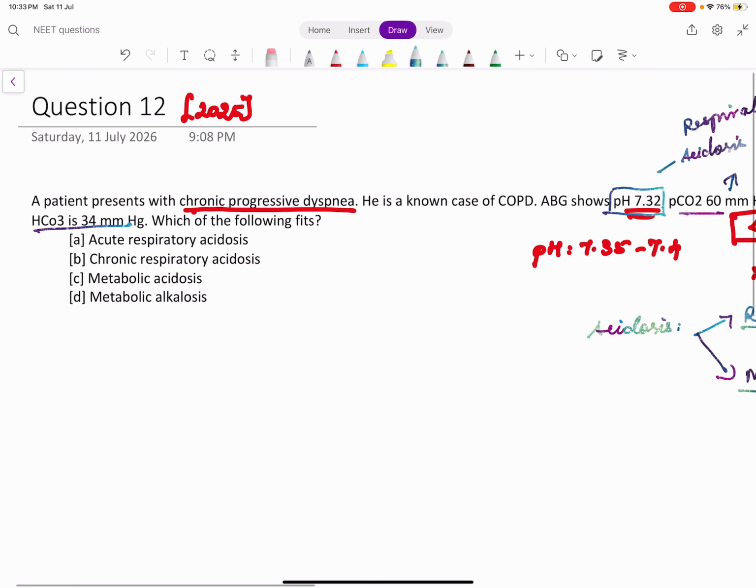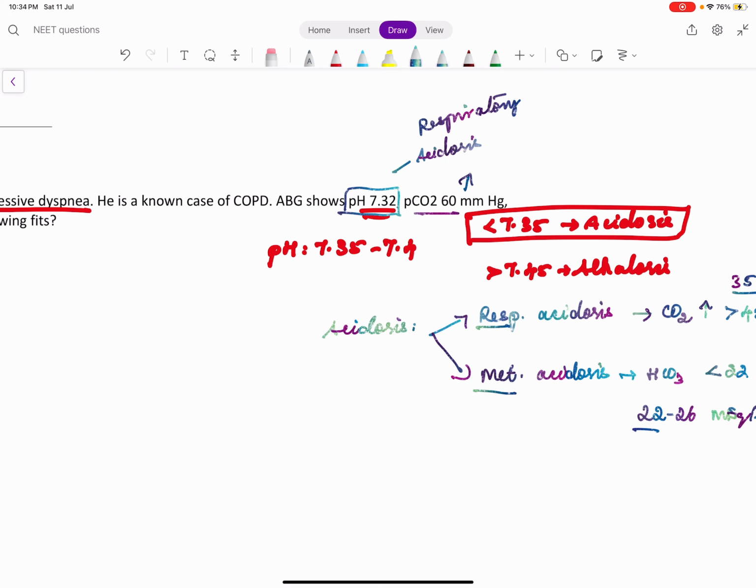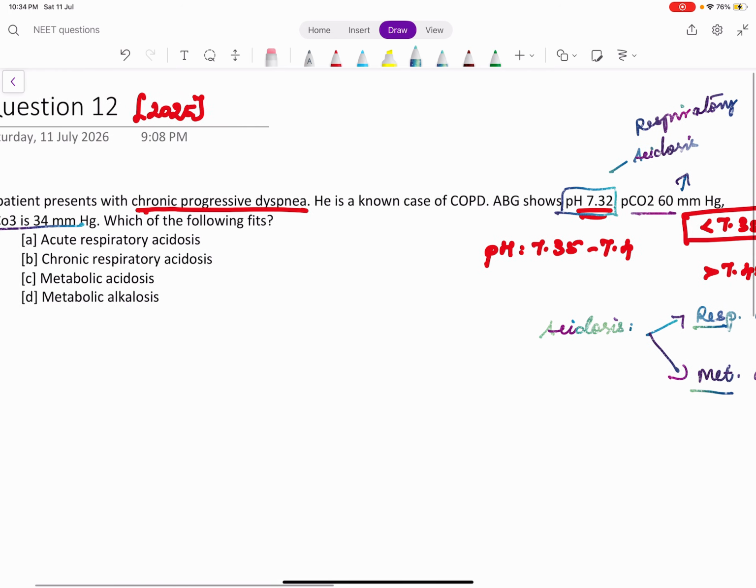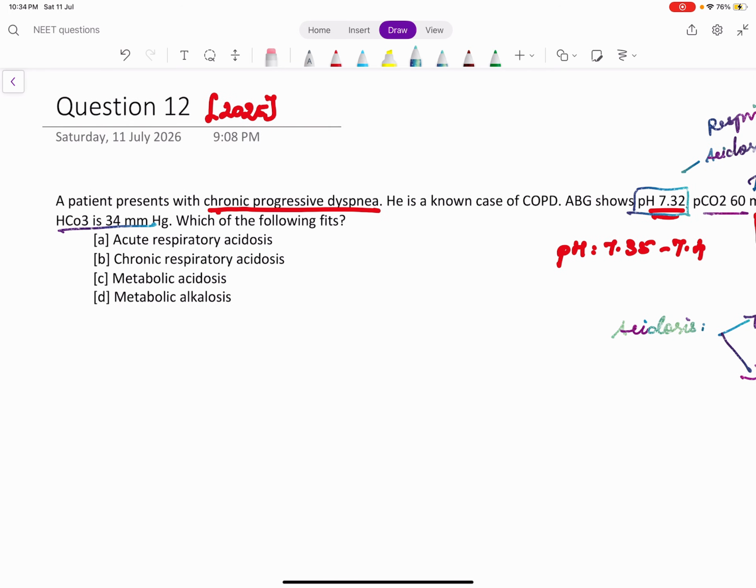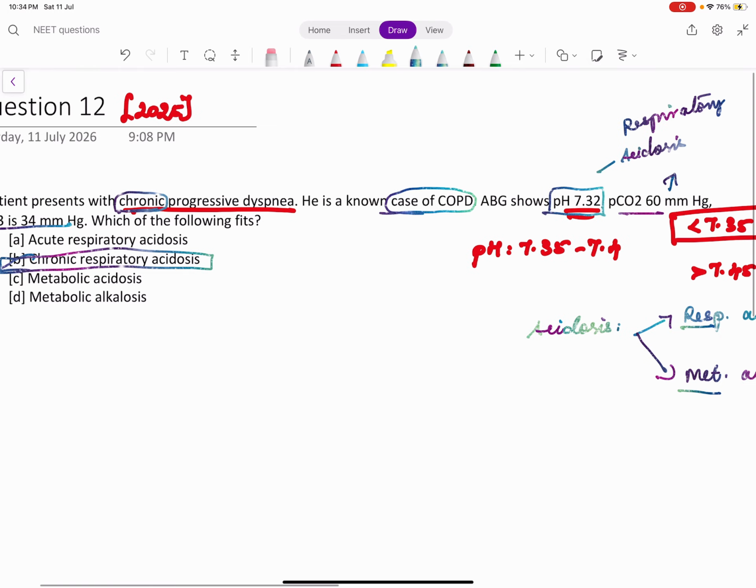So pH is low, so it's acidosis. PCO2 is high and it is respiratory acidosis. The question itself gives a clue. It's a chronic progressive case. The patient is having a chronic respiratory disease. So this obviously has to be a chronic respiratory acidosis. You need not break your head to put the calculation to know whether it is acute or chronic respiratory acidosis. The clinical clue itself says it is chronic respiratory acidosis.